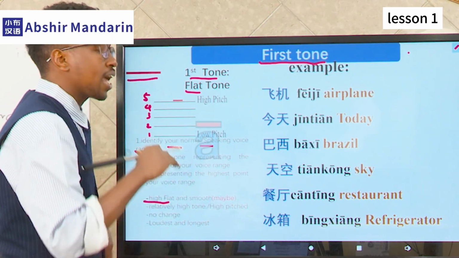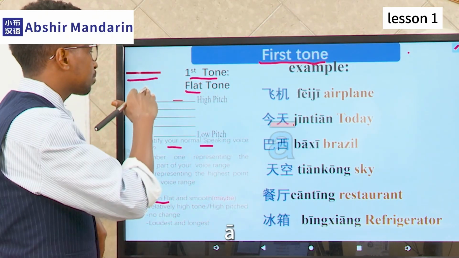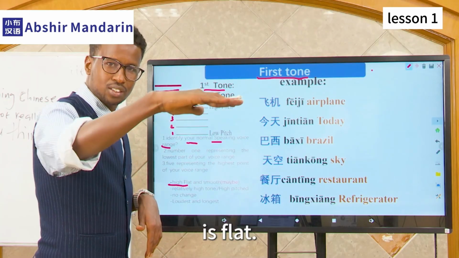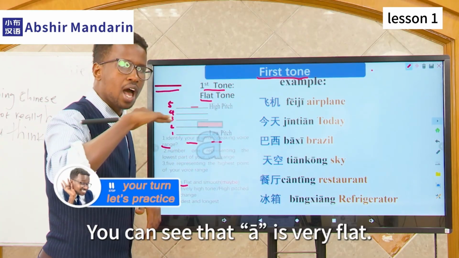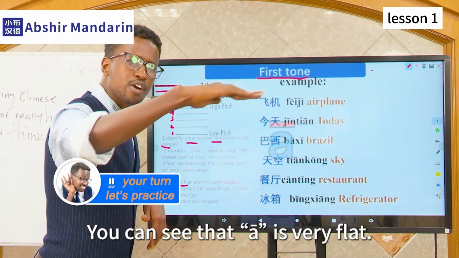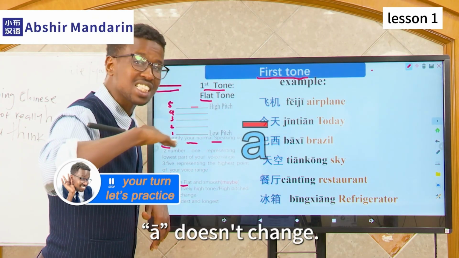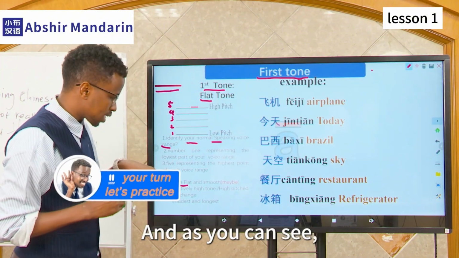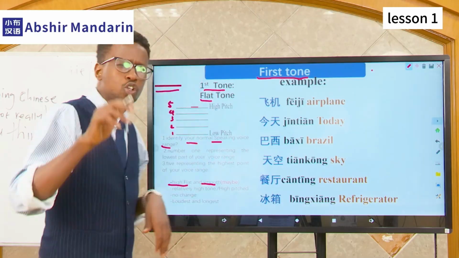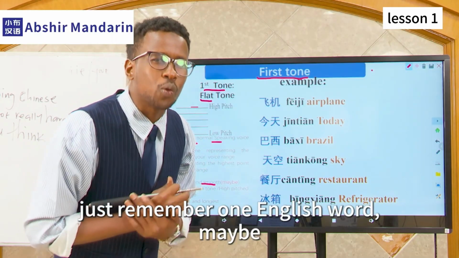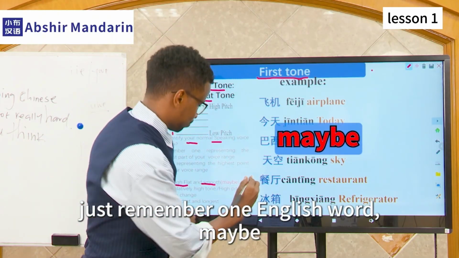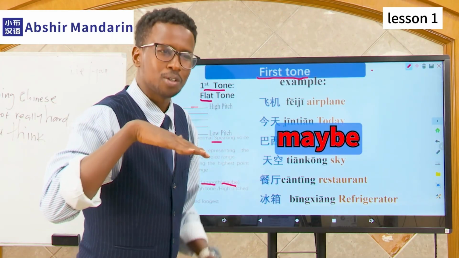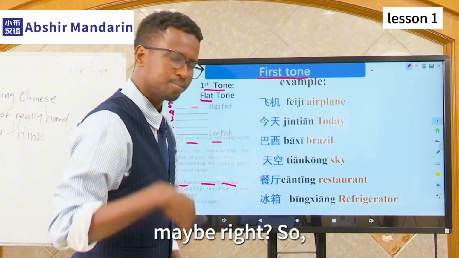You can see it is flat. As you can see, it is very flat. It doesn't change. And as you can see, it's very smooth, right? Just remember one English word: maybe. Maybe is really like the first tone. It's very close. It's like maybe, right?